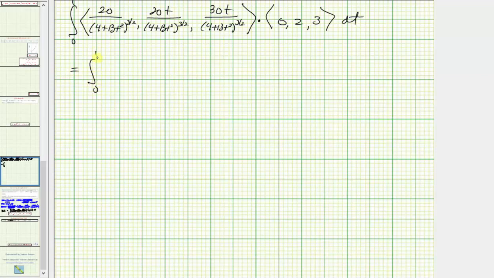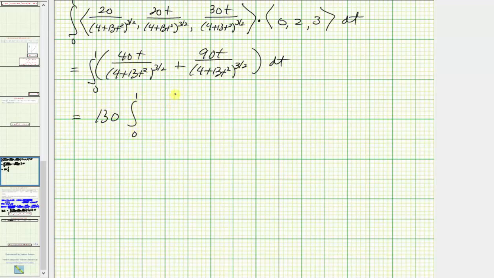So we'll have the integral from 0 to 1 of this fraction times 0, of course, is 0, and this fraction times 2 is going to be 40t divided by the quantity 4 plus 13t squared to the 3/2, and then plus this fraction times 3 is going to be 90t divided by the quantity 4 plus 13t squared to the 3/2. Notice how we can add these two fractions because we have a common denominator. So our new numerator is going to be 130t. Let's write this as 130 times the integral from 0 to 1 of t divided by the quantity 4 plus 13t squared raised to 3/2 dt.